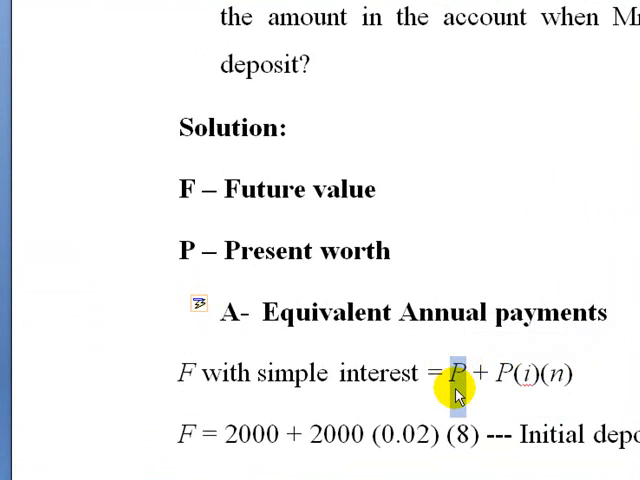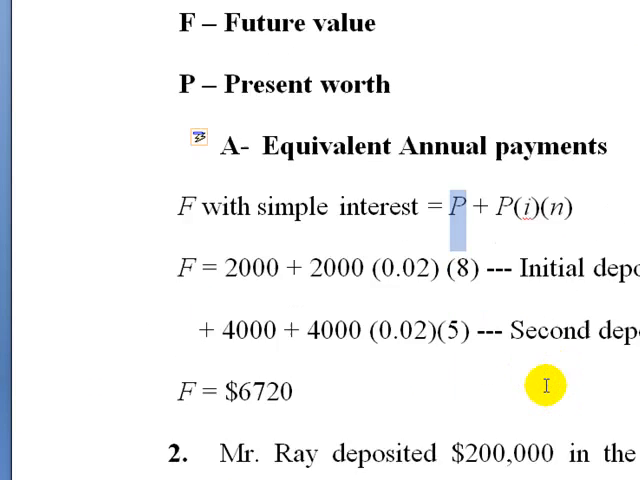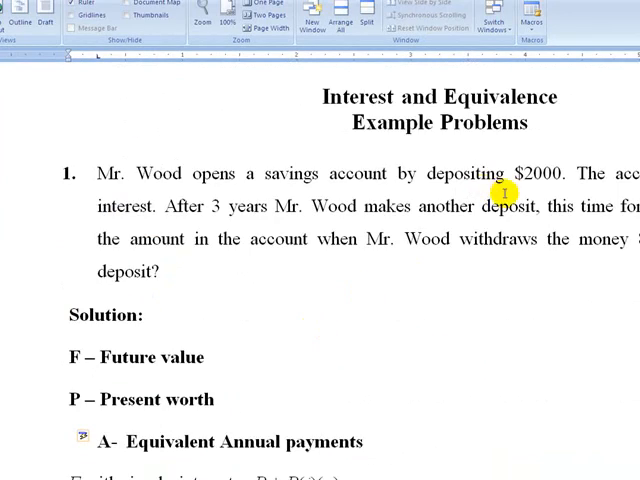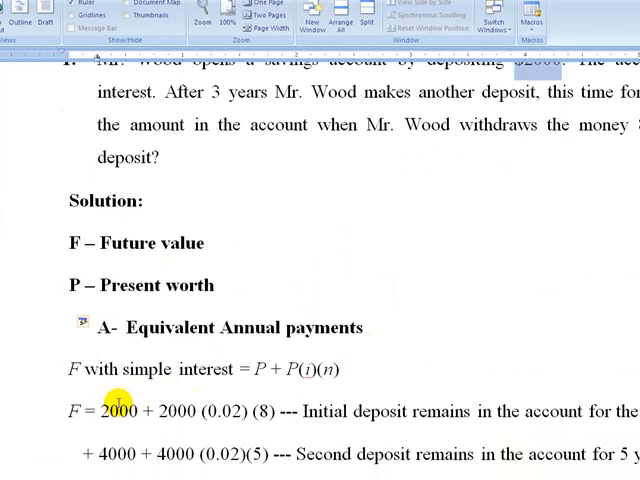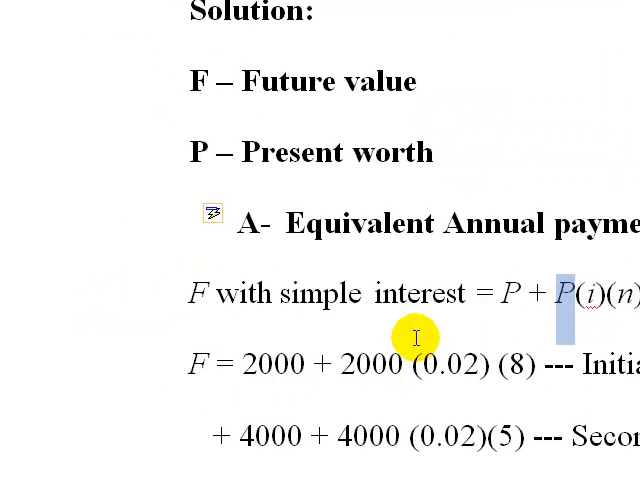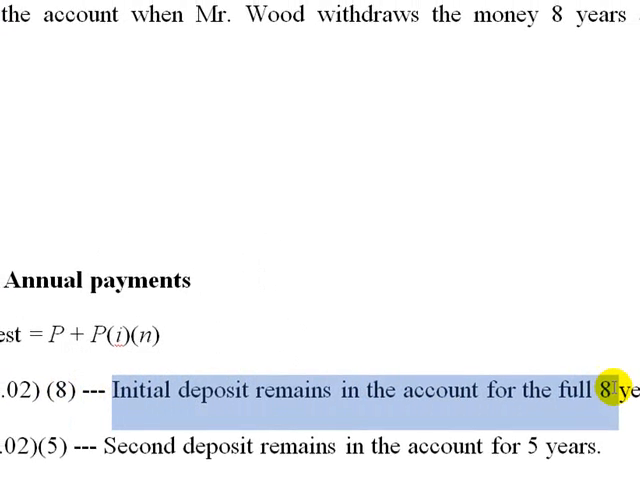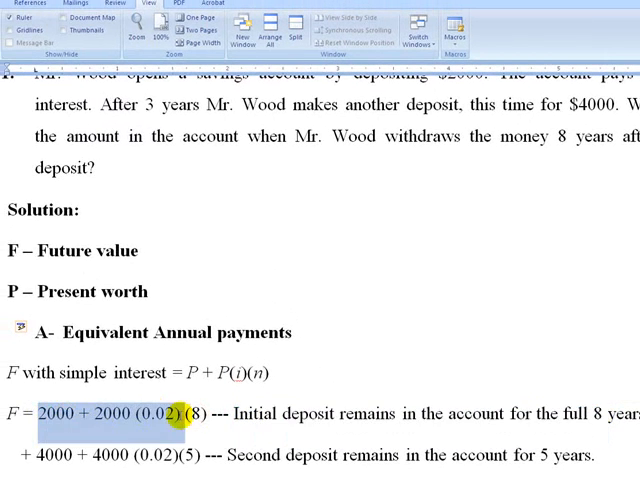So now we can start putting numbers in this equation to get our answer. F is equal to 2000. The first deposit, as you can see, was $2,000, right? So 2000 plus 2000, P again, multiplied by I, which is 2%. That means 2 divided by 100, which is 0.02, multiplied by 8, the number of years. The first deposit was in the bank for 8 years, so we need to multiply by 8. The initial deposit remains in the account for the full 8 years. So that's just one part of it.